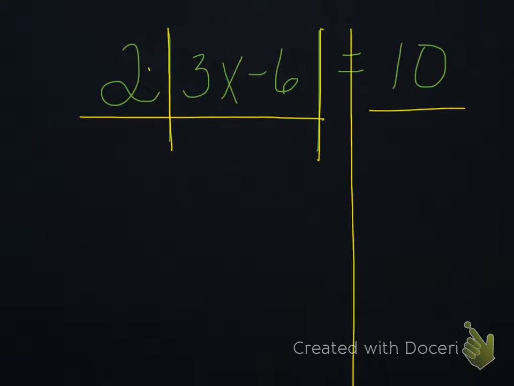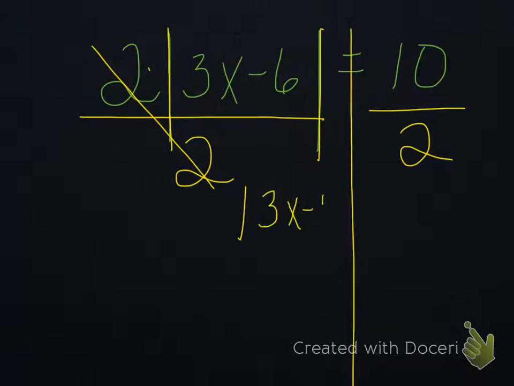Now, as much as you may want to distribute, please do not. You cannot distribute into absolute value bars. It is against the rules. Best you're going to be able to do is divide both sides by 2. That'll cancel out that multiplication relationship and leave us with what we want. The absolute value of 3x minus 6 equal to 5. 10 divided by 2 is 5. Now you've achieved the isolation of the absolute value bars.